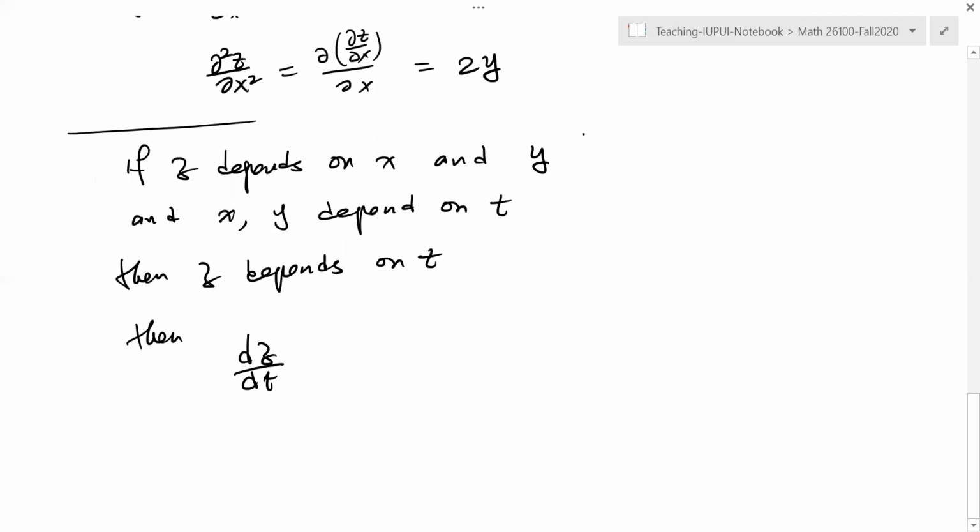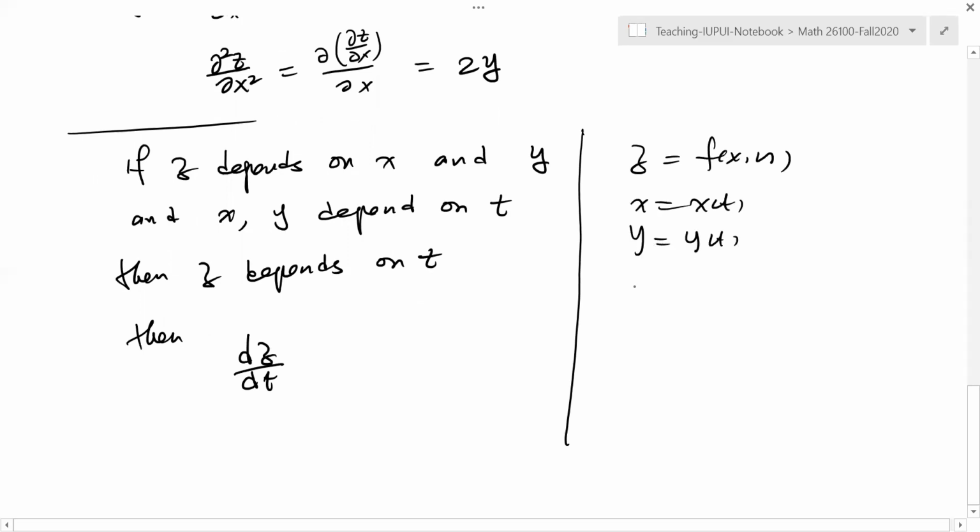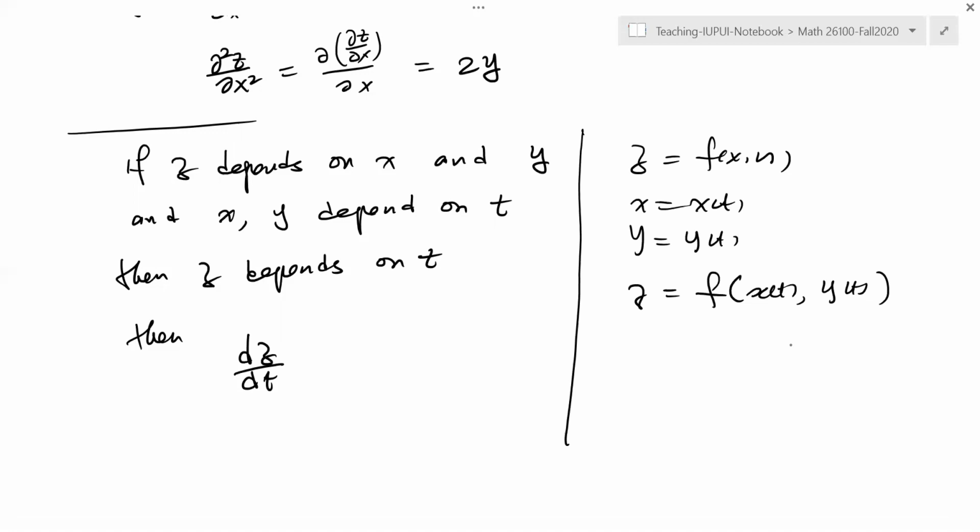I can draw the picture. Suppose z depends on x and y, so you can express it in this form. Now x depends on t and y depends on t, so z is f of x of t and y of t, which is a function of t. So it's much clearer to see that z depends on t, and you can talk about the derivative of z with respect to t.